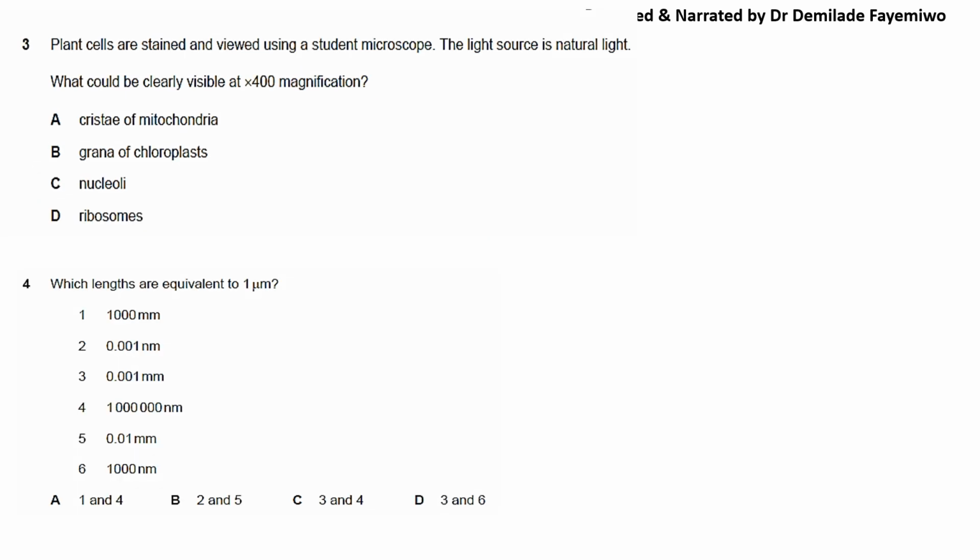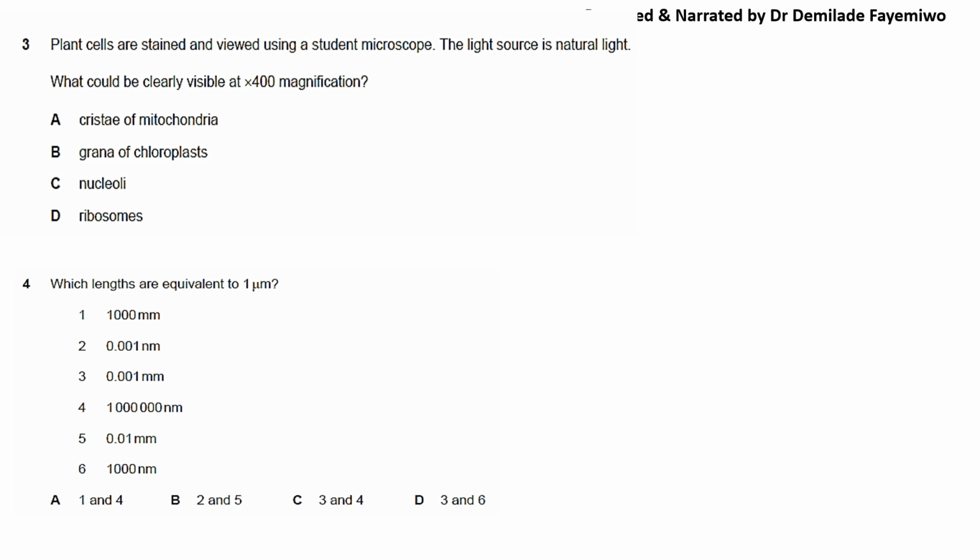Okay, let's look at question 3. It says plant cells are stained and viewed using a student microscope. The light source is natural light. What could clearly be visible at 400 times magnification? So in this case, when you look here, you can see it has the cristae of the mitochondria, the grana of the chloroplast, the nucleoli, and the ribosomes. I did a shorts video where I explained that you can't see some of these things under the light microscope. Even when you stain them, they're probably not as visible as they should be. And I'll explain why to you.